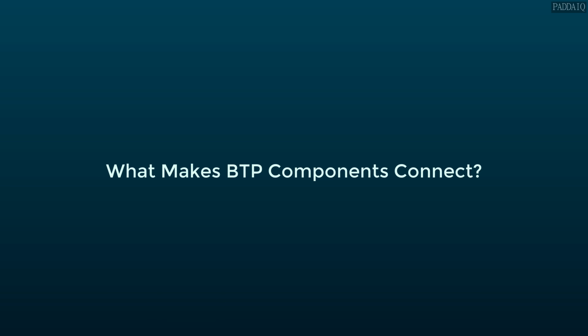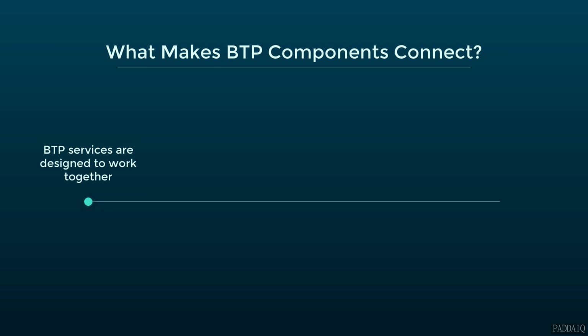What enables connectivity between BTP components? BTP services are designed to work together. This means they have built-in compatibility, allowing easy integration without complex coding. For example, the SAP Build Apps service can seamlessly pull data from the SAP HANA Cloud database service to display real-time analytics in a custom app. This inherent connectivity accelerates development and enhances solution capabilities.